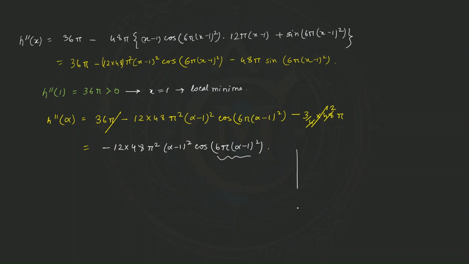As we discussed, as this cosine function is periodic here, with period 2 pi, we can analyze this situation for 0 to 2 pi only, and then multiply by 3 to get the total number of solutions for 0 to 6 pi. But again, we also have to consider that double factor, because (alpha minus 1) whole square will give us two distinct values of alpha. That means if we draw the graph of cosine function from 0 to 2 pi, here it is 2 pi, this is 0, and also simultaneously draw the sine function.